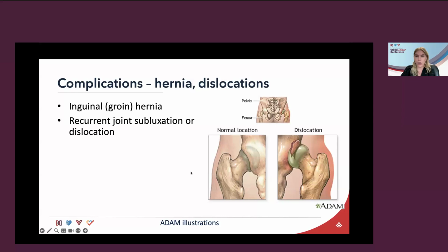So other complications that aren't as severe, but can certainly be problematic to your life are hernias. Groin hernias are really common. This is in the pelvis where your fascial area is, the intestines sort of pop out through thin skin. You can get recurrent joint subluxation, dislocations, which can cause a problem. That tissue just is not as strong and can be irritated, pop out of the socket.